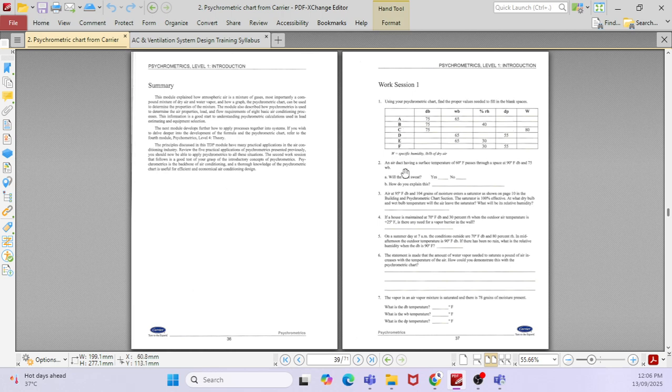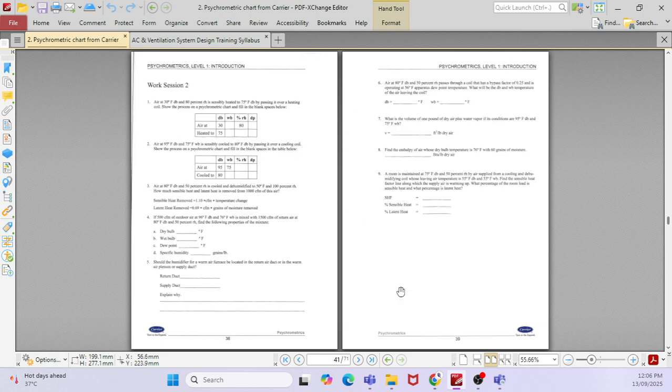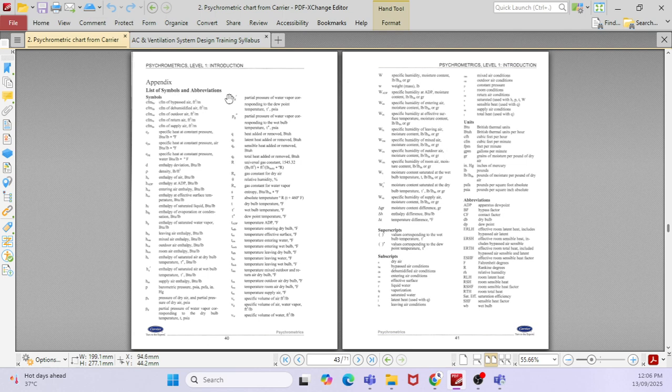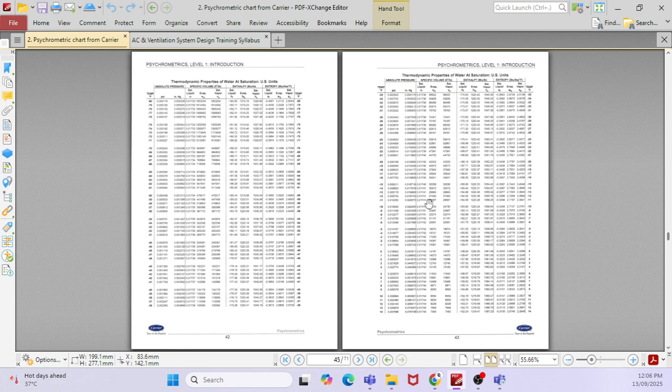Can you answer all these questions? In work session 1 there are 7 questions, in work session 2 there are 9 questions. Submit them to me. This is very, very important. And also see the list of abbreviations, the short forms. You can also read those abbreviations.